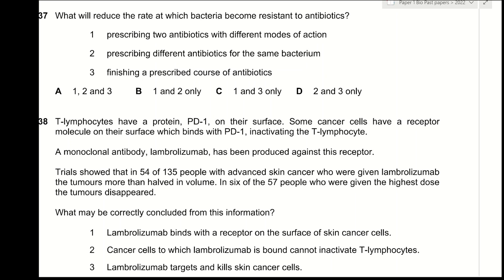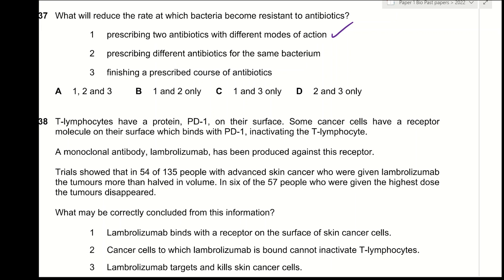Question number 37. What will reduce the rate at which bacteria become resistant to antibiotics? 1. Prescribing two antibiotics with different modes of action. This is correct, because if one mode of action did not work, then hopefully the other will. Therefore, this reduces the resistance. Therefore, this is correct.